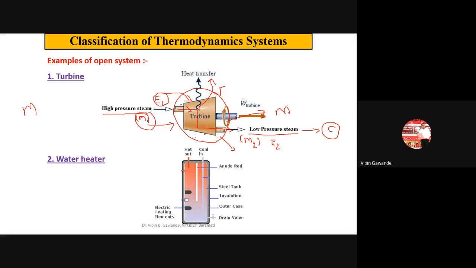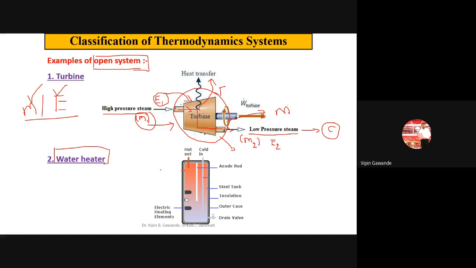We have two things you remember: mass and energy. If there is an exchange of mass and an exchange of energy, then it is an open system. Just remember this one. Remember these two words: mass and energy. If there is an exchange of mass and energy through the system, then that system is called what? Open system.